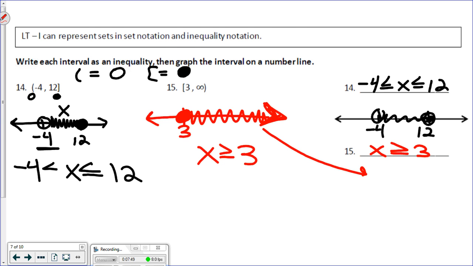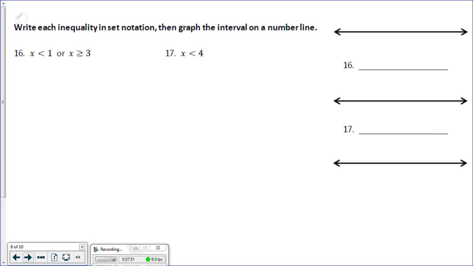So now number 16. Now we're working with an inequality, and we want to write it in interval notation. I still graph first because I think it's easier to write an interval notation from a graph. So I'm going to draw my number line. With this number line, I'm going to label 1 and 3 because those are the only two numbers I see. At 1, I have my open circle. At 3, I have a closed circle.